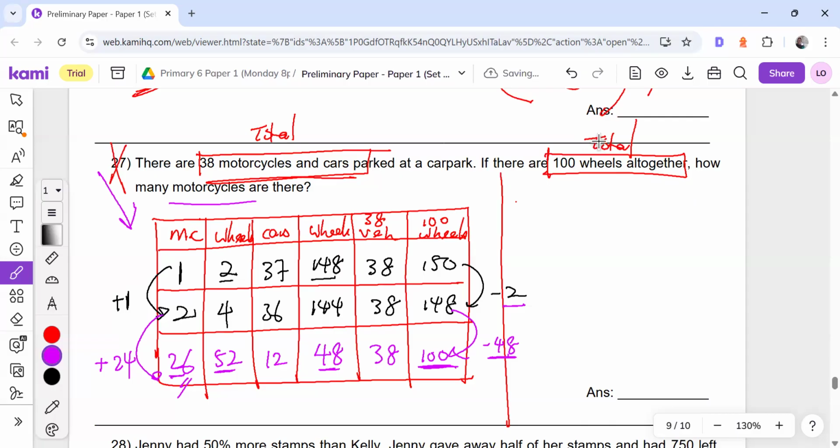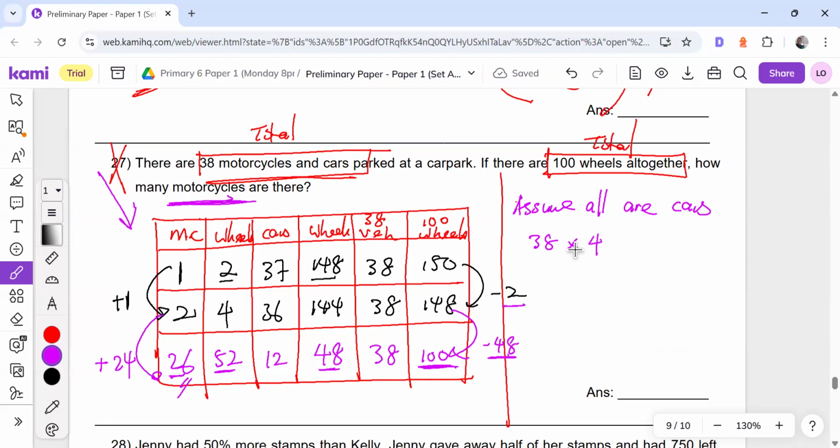Now we are going to move on to the assumption method, which is Mr. Ong's favorite method, the fastest method. Less than 2 minutes can get the answer already. So you need to assume, okay? Assume all are cars, the opposite. If the question asks you how many motorcycles, you assume the opposite. So all the vehicles will be cars.